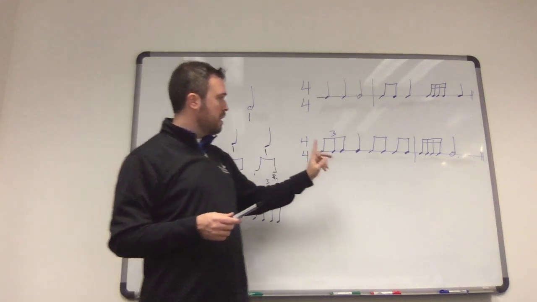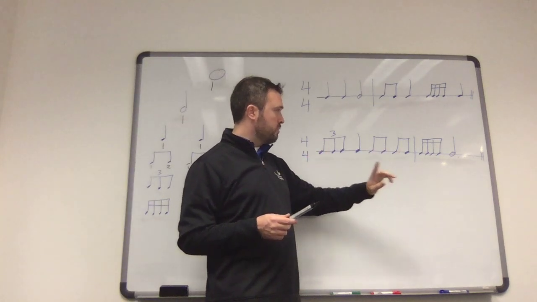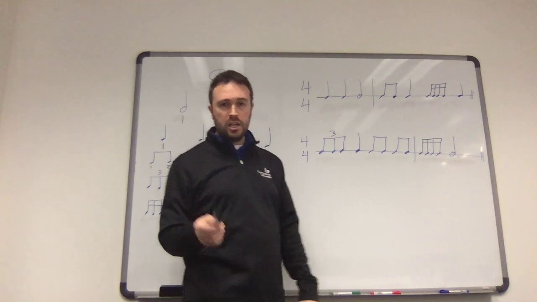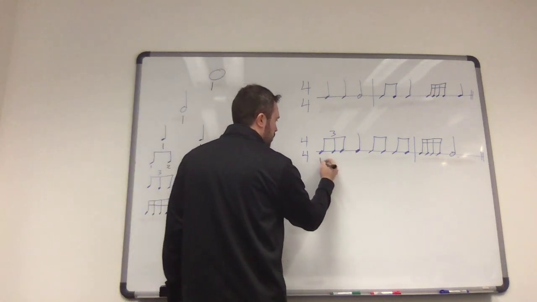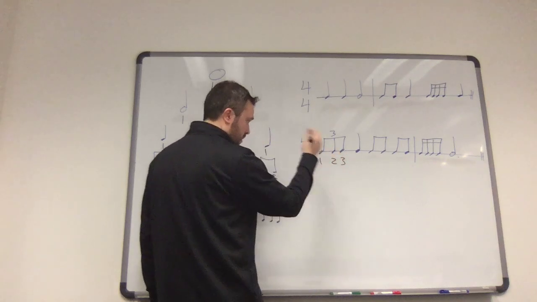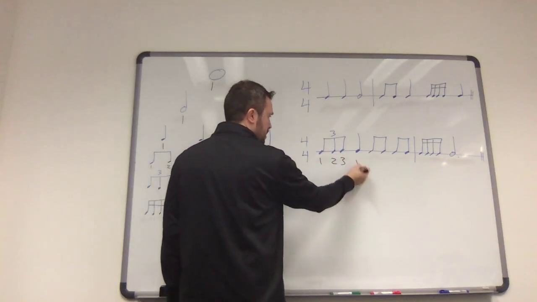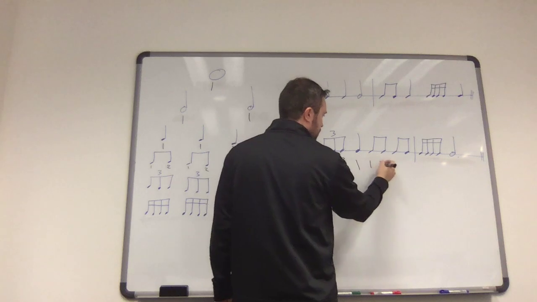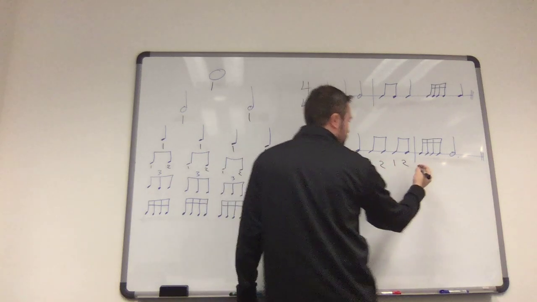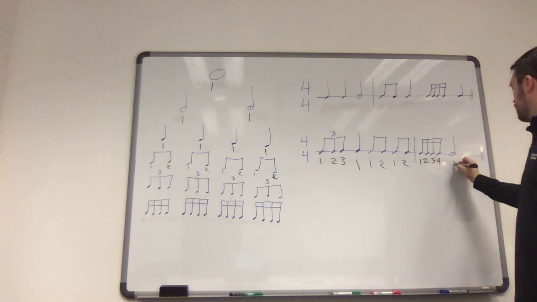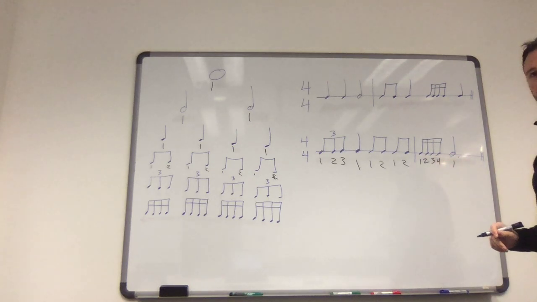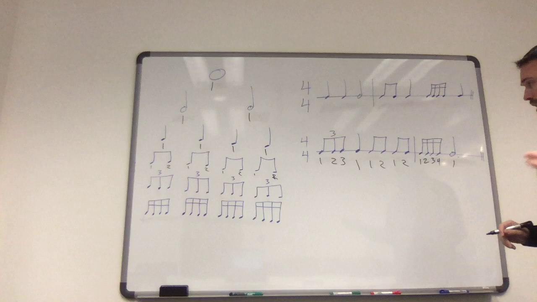1, 2, 3, 1, 1, 2, 1, 2, 1, 2, 3, 4, 1. Off. Let's take this again. I'm going to write this one in. 1, 2, 3, because that's all one beat. And then the next beat is just 1. The next beat we get 1, 2. The next beat we get 1, 2. Then I get 1, 2, 3, 4. And then I get a really long one. So that one's going to go, ready, now.